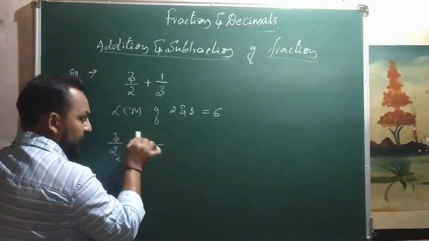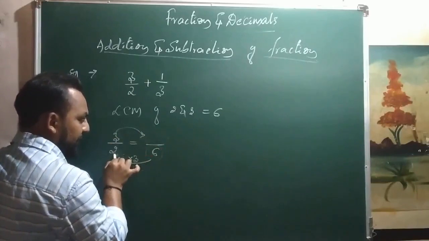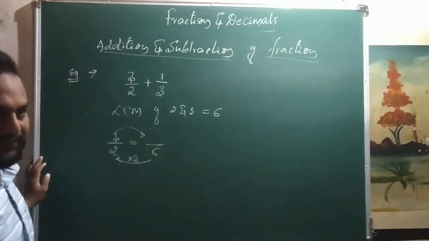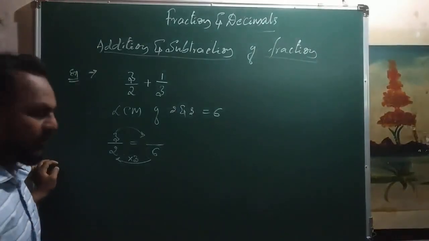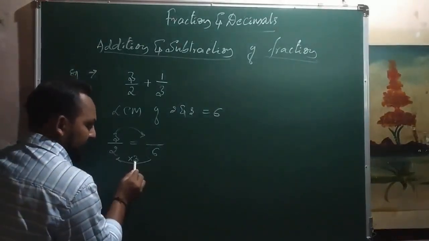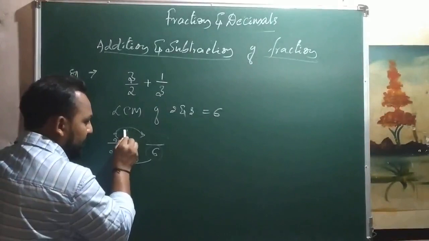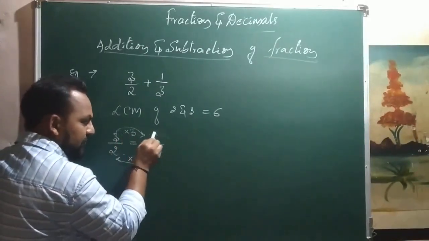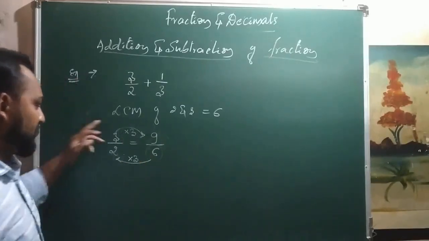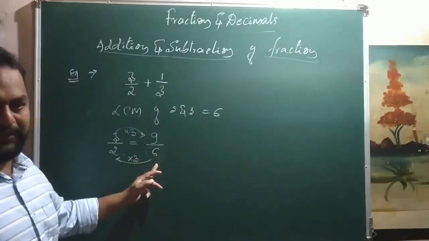Then the equivalent fraction of 3 by 2. Equivalent fraction means multiply the numerator and denominator by the same value. Here the denominator is multiplied by 3 and the numerator is multiplied by 3. 3 into 3 is 9. The equivalent fraction of 3 by 2 is 9 by 6.